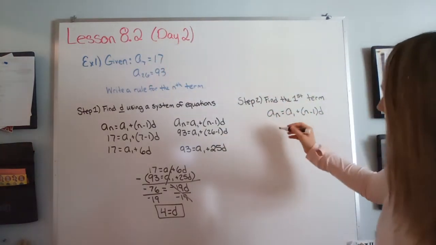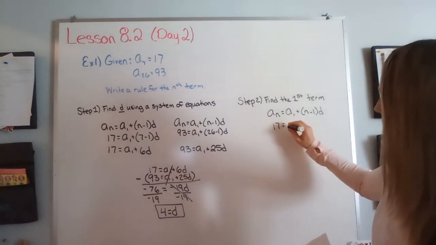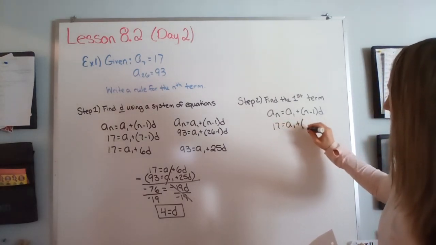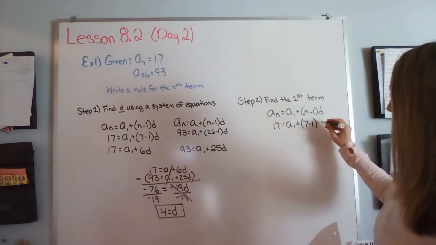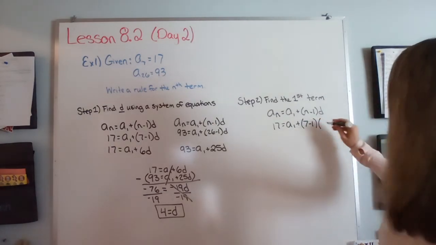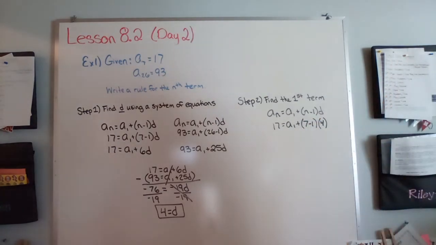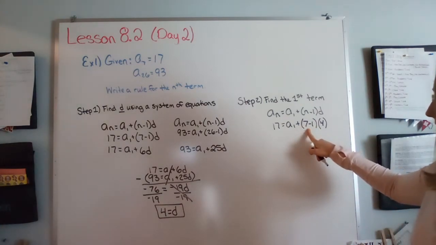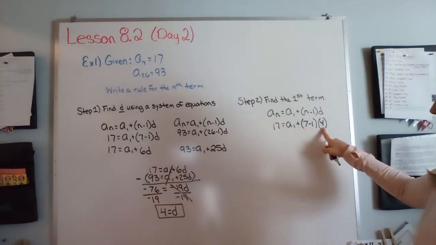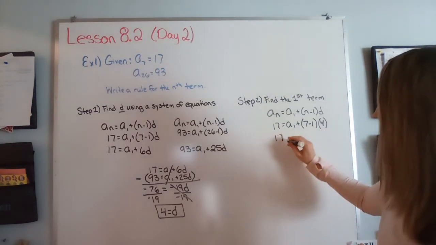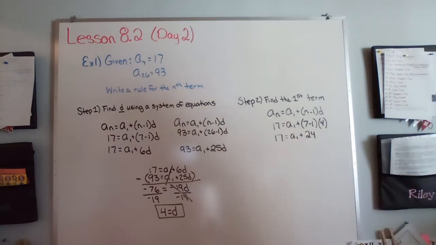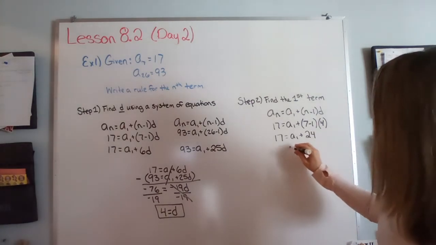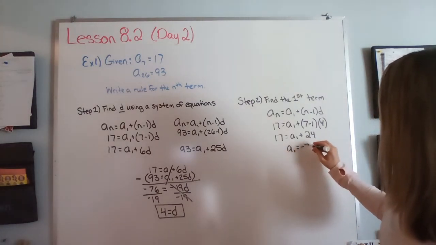So I'm going to plug in 17. It's equal to a sub 1 plus, well, 17 is the 7th term, so that's what goes in for n, minus 1 times the d value, which I just found out was 4. So when you subtract and get 6, and then multiply 6 times 4 to get 24, now we have 17 equals a sub 1 plus 24. Then you subtract 24 from both sides, and that leaves you with a first term of negative 7.